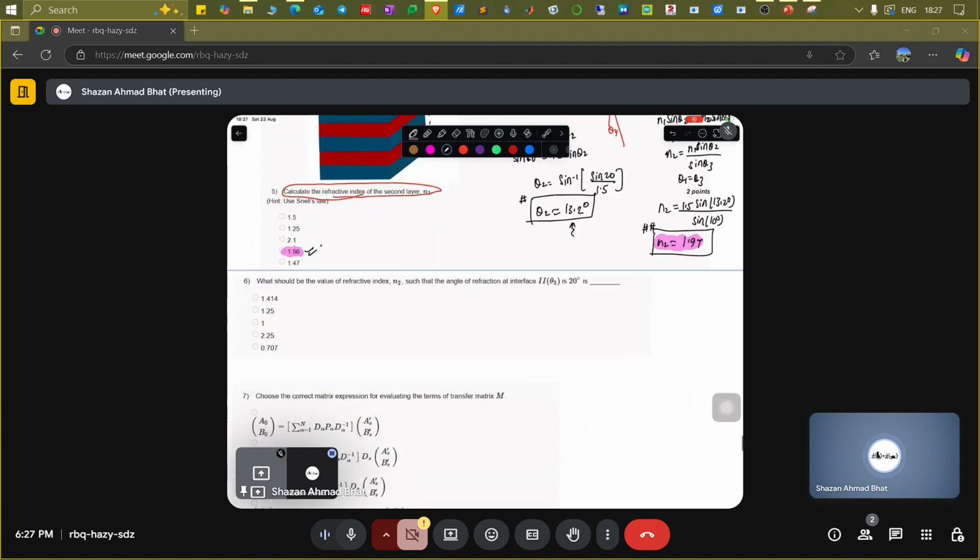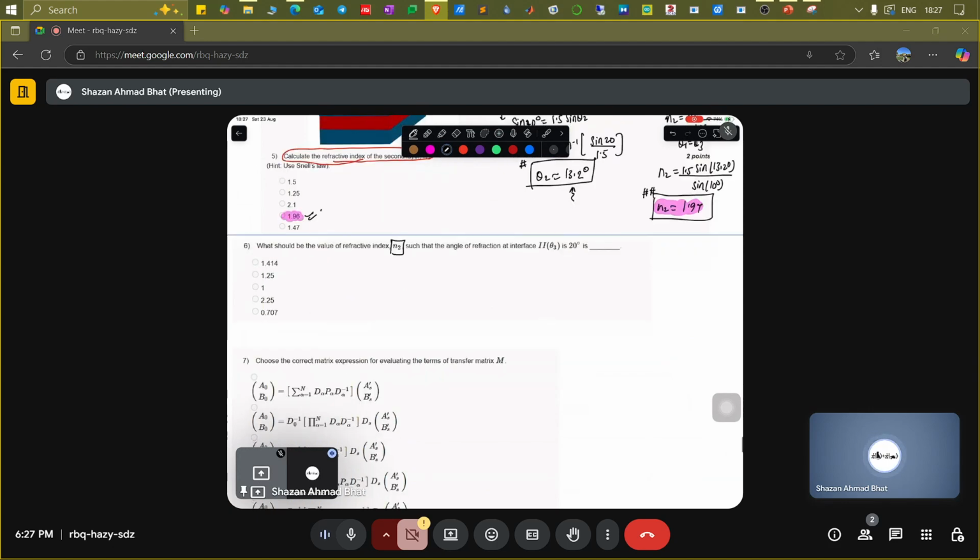What should be the value of the refractive index such that the angle of refraction at the interface is 20 degrees? It's saying what should be the value of n2 such that theta 3 is equivalent to 20 degrees. So we need to find n2. Similarly, we can write n2 sine theta 3 equivalent to n1 sine theta 2.